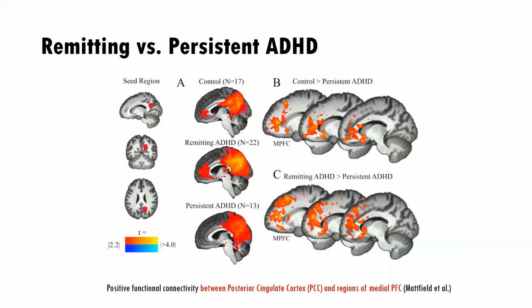So we say that there's more positive functional connectivity between the medial PFC and the posterior cingulate cortex. You know what that has to do with? That's right. It has to do with the default mode network. And so you're able to control your own wandering thoughts, wandering impulses with time for those who are able to remit their ADHD.